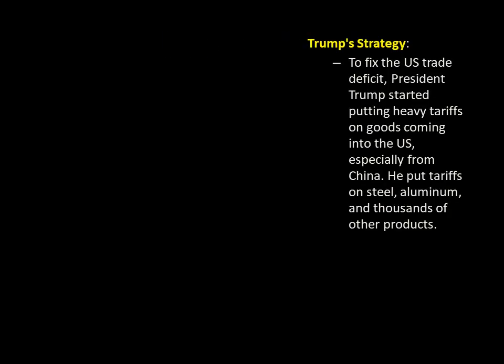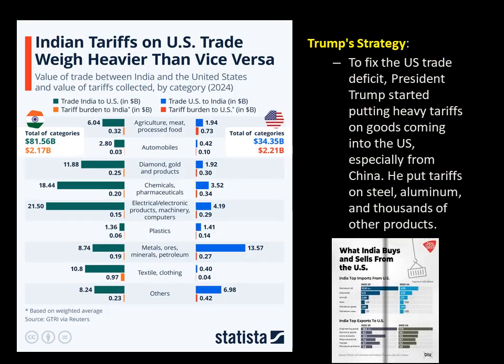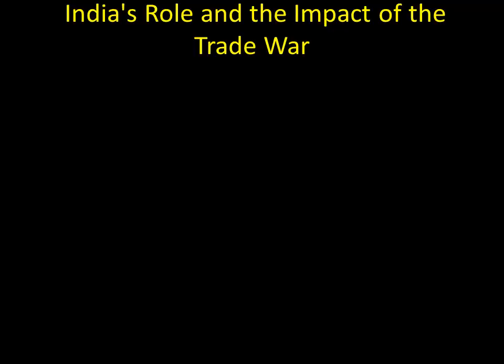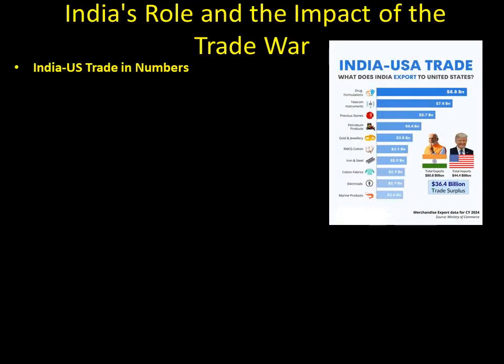Trump's strategy. To fix the US trade deficit, President Trump started putting heavy tariffs on goods coming into the US, especially from China. He put tariffs on steel, aluminium, and thousands of other products. India's role and the impact of the trade war.